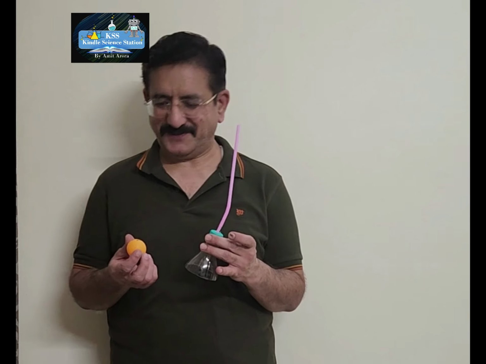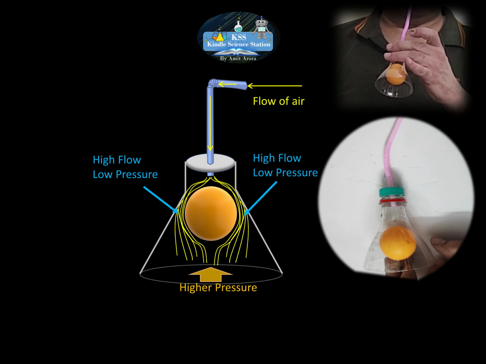Let me explain this. When I was blowing air hard through the straw, the fast moving air created a low pressure around the ping pong ball. The slow moving air below the ball is at a higher pressure. This pressure difference could hold the ball as long as I was blowing air through the straw. This is a very simple setup to explain Bernoulli's principle.